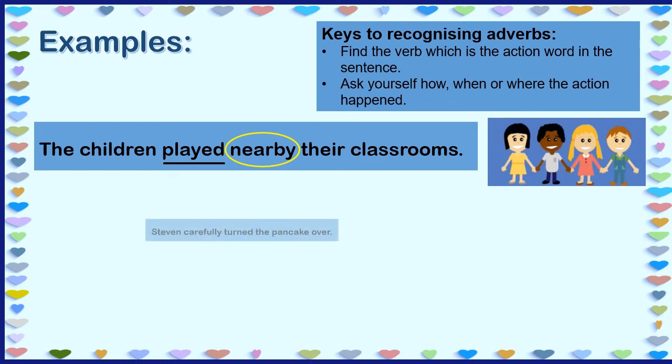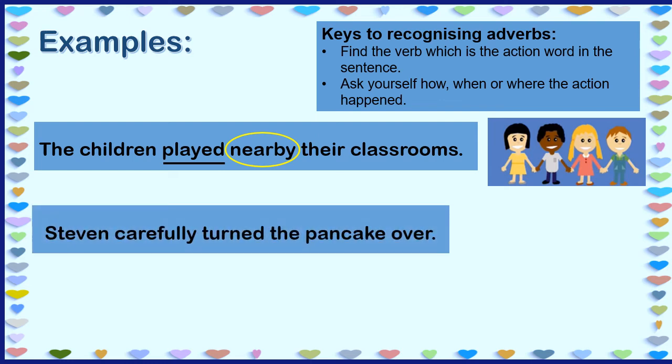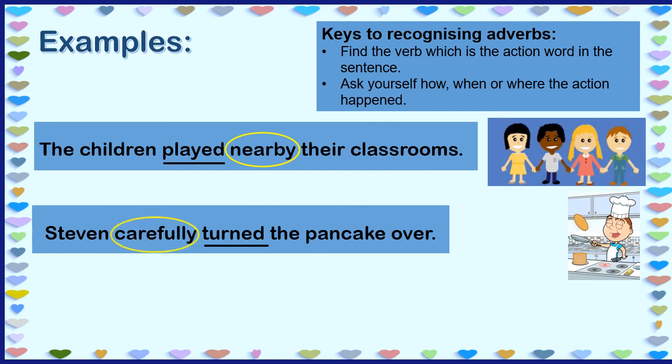Let's have a look at another one. Stephen carefully turned the pancake over. So, let's find our verb in that sentence. And yes, of course, you're very clever. It is turned. So, is there a word that tells us how he turned the pancake? Yes, carefully. He carefully turned the pancake over.